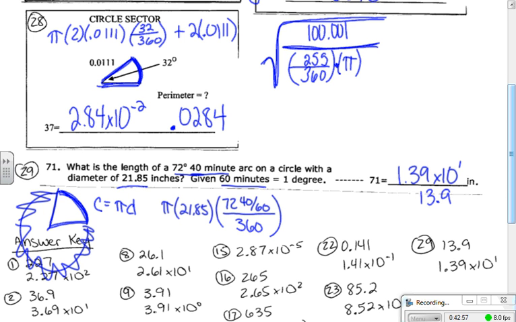I hope you learned how to use the radius and the diameter to find circumference and area of circles, circle segments, semicircles, all of those types of things. And we will look at some more shapes in the future.